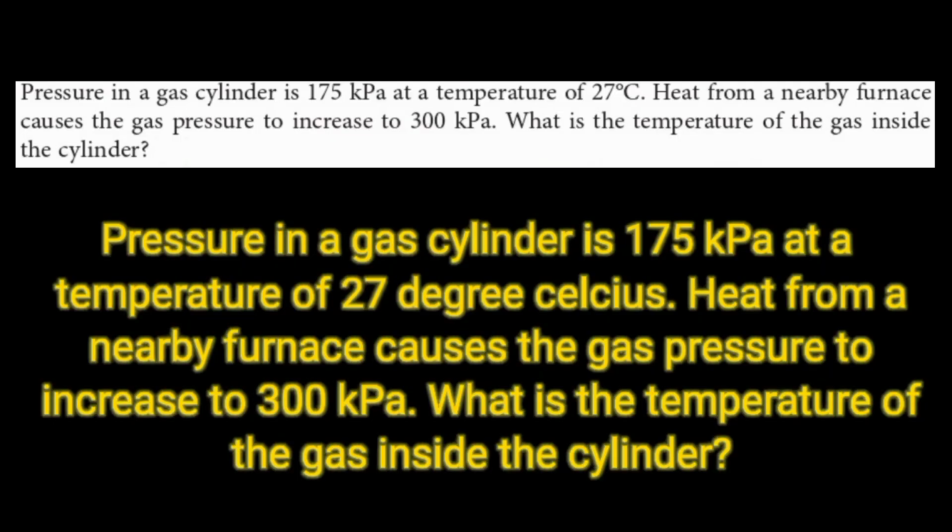Pressure in the gas cylinder is 175 kilopascal at the temperature of 27 degrees Celsius. Heat from a nearby furnace causes the gas pressure to increase to 300 kilopascal. What is the temperature of the gas inside the cylinder?